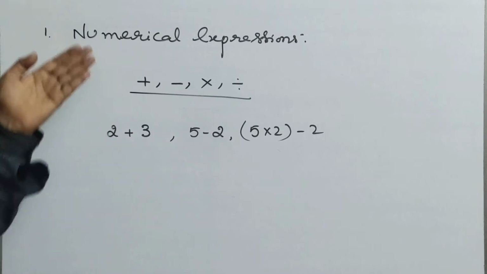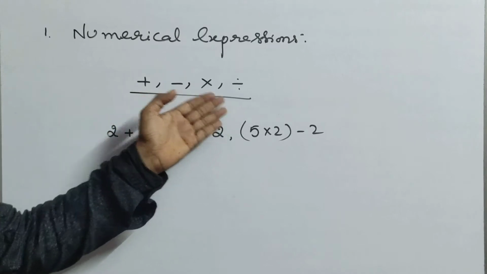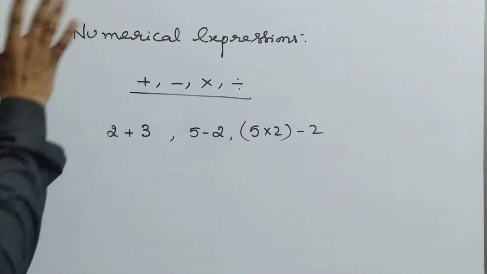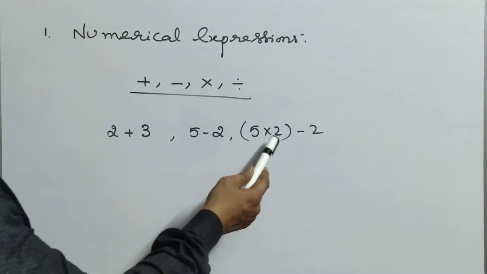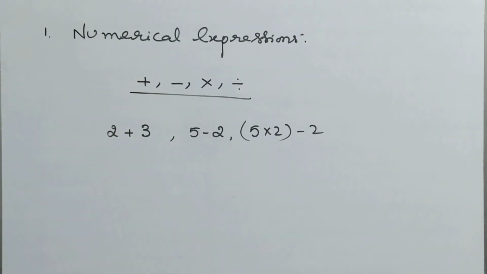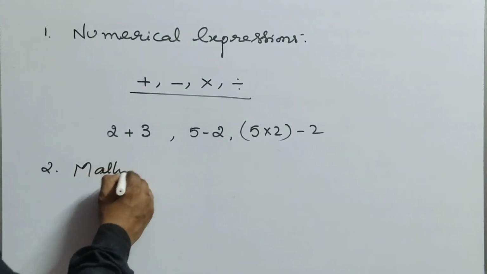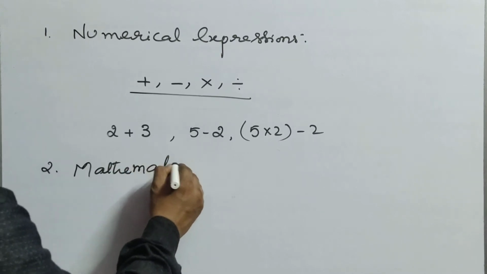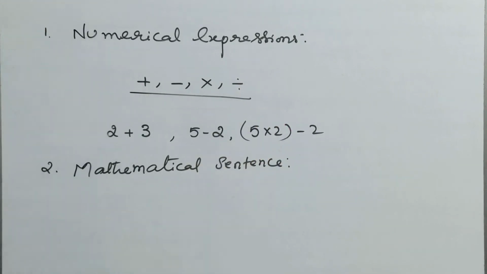If you clearly observe, numerical means numbers, all numbers with a combination of addition, subtraction, multiplication and division. So it is clearly known that expressions of the form 2 plus 3, 5 minus 2, 5 into 2 minus 2 etc. are called numerical expressions. Okay, and the second one is mathematical sentence. What is it, children? Mathematical sentence. Okay, is it clear?